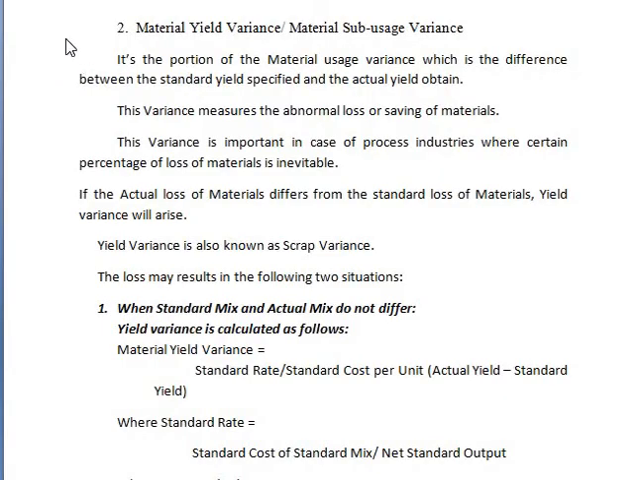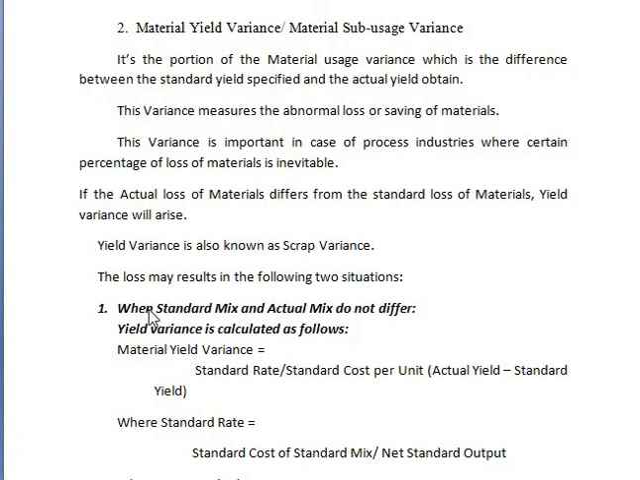Now let us look at the second component of the material usage variance, that is the material yield variance or the material sub-usage variance. Remember, this variance measures the abnormal loss or savings of material, and this type of variance is important in case of process industry where a certain percentage of loss of material is unavoidable. If the actual loss of material differs from the standard loss of material, then yield variance will arise. Yield variance is also known as the scrap variance. The loss may result in the following two situations. Remember this, you have to keep it in mind.